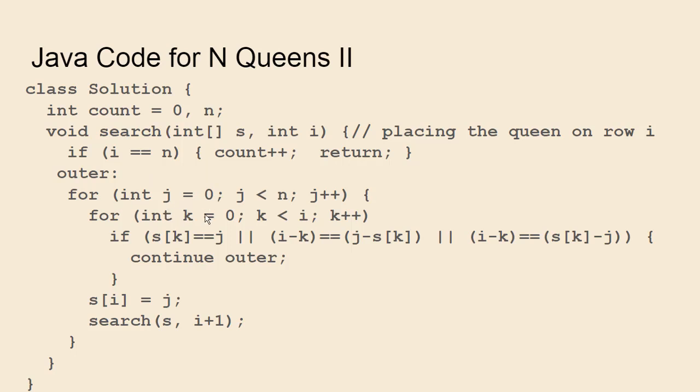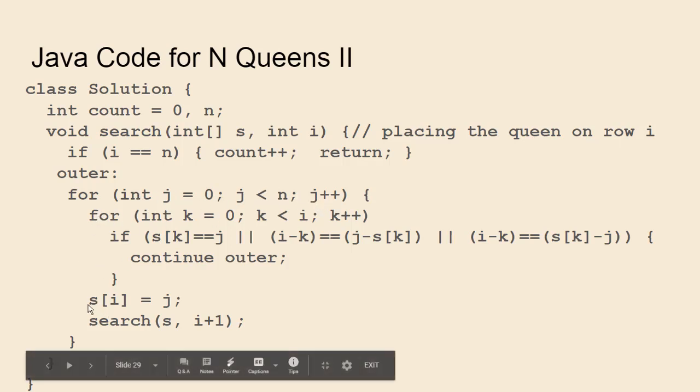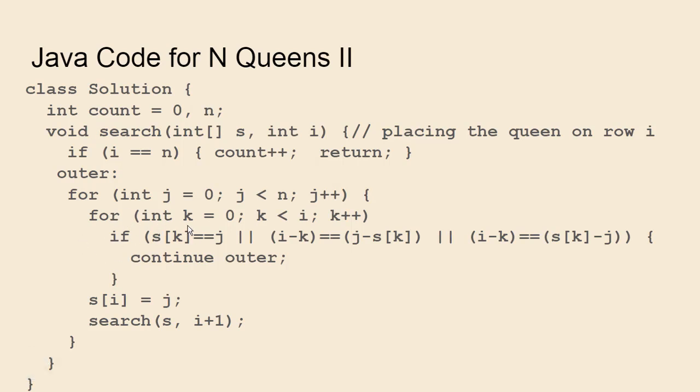Otherwise, we do a double loop. The first loop tries all possible positions to place the queen on row I, so J loops through all possible columns. Inside, we check whether it's okay to place the queen on row I in the jth column. If it's okay, we do the assignment, and then we recursively call this again. This loop checks that condition.